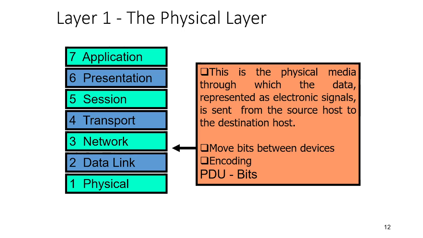To remember the layers easily, use this sentence: All People Seem To Need Data Processing. A means application, P means presentation, S means session, T means transport, N means network, D means data link, and P means physical.